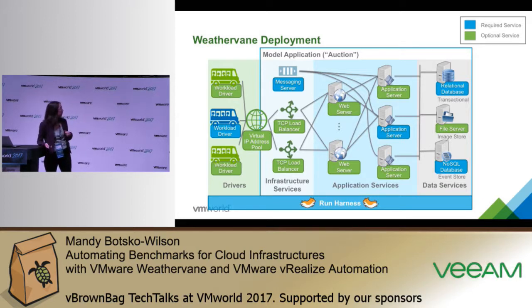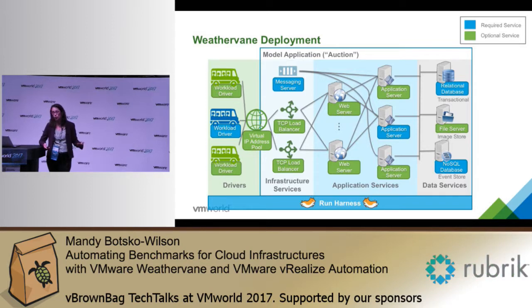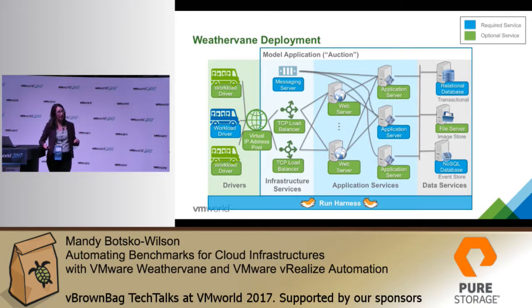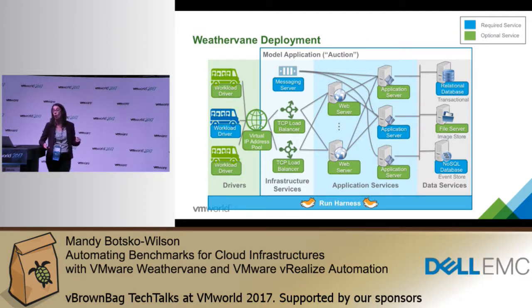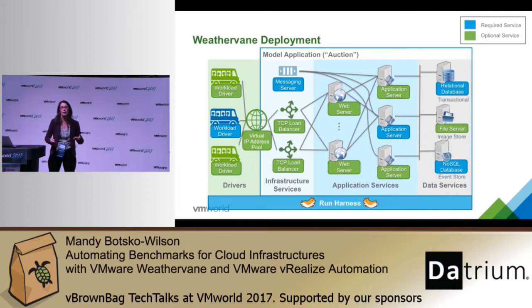You can see in blue the required services. Excuse me, you have to have a workload driver, of course. Those are your users. You do need the messaging server on there. You need an application server and the relational database and the NoSQL database on the back end. Those are the bare minimum services that you can deploy, but you can also distribute it as far out as you want. So you can model your enterprise application without having to architect that in a number of configurations. Underneath it all is, of course, the run harness.